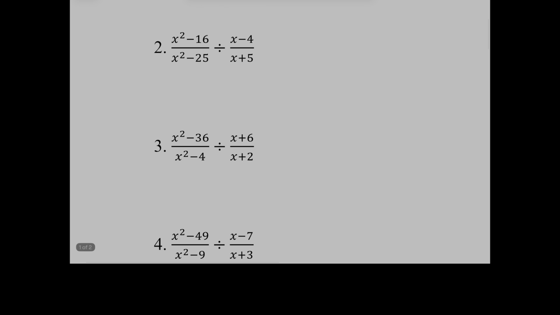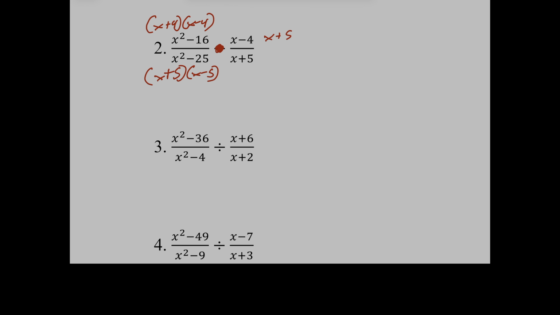All right, let's do number 2. That's a difference of perfect squares. That's x plus 4, x minus 4. And this is a difference of squares, x plus 5 and x minus 5. Now, it's division, so I turn it to multiplication, and I flip. What's the fancy word for flipping? It's the reciprocal. That's the fancy word. So now, I can see right here that I have these x minus 4s that could cancel out, and I see the x plus 5s, and I'm left with x plus 4 over x minus 5, and I'm done.